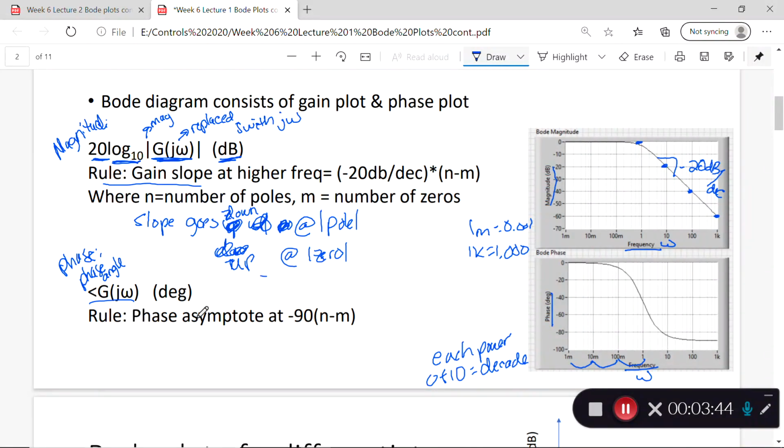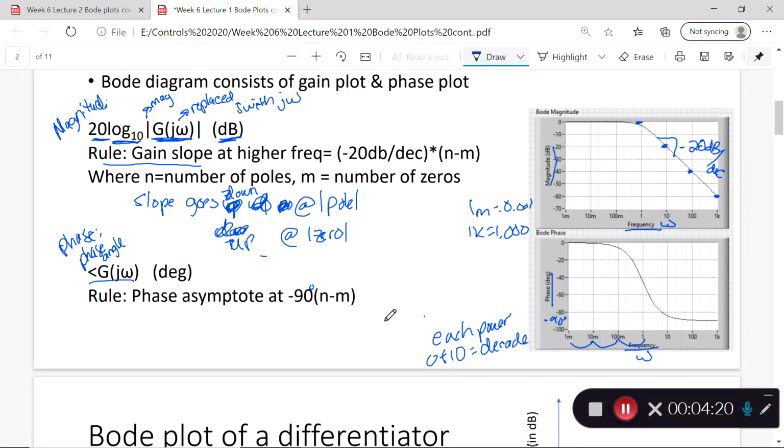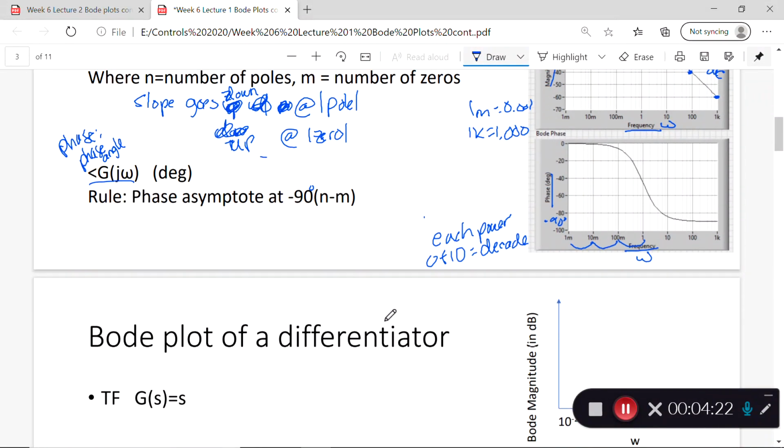Our phase plots have an asymptote at negative 90 degrees times n minus m, where again, n's our number of poles, m's our number of zeros. So see, this started at 0, and then it's going to go to an asymptote down here at about negative 90. And it would reach that negative 90 if I had like one pole and no zeros, or if I had 2 poles and 1 zero. The difference in that had to be 1. If I had 2 poles and no zeros, then I'd have 2 for n minus m, and that times negative 90 would mean I should be going down to negative 180. So we'll use these rules to analyze our Bode plots, but we'll actually see why they work from examples here.